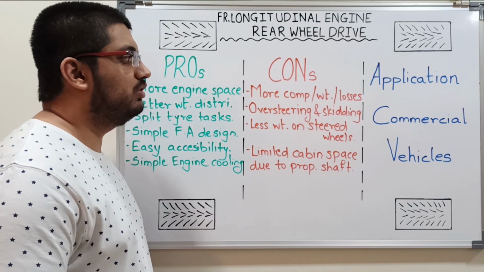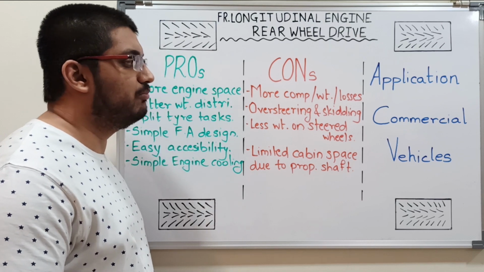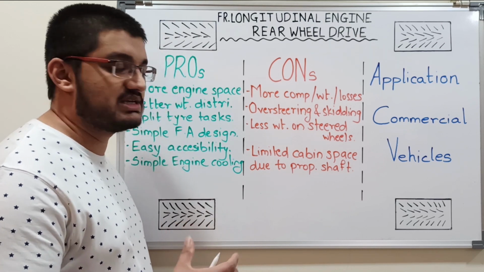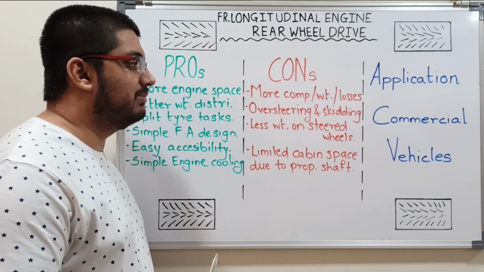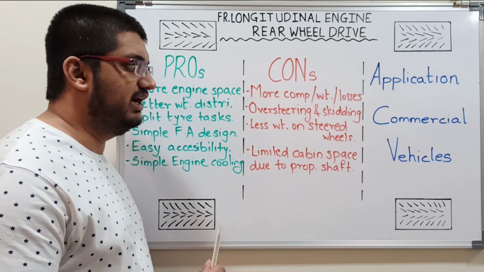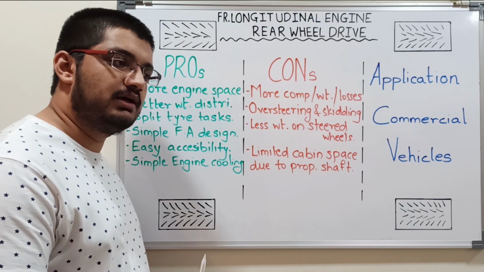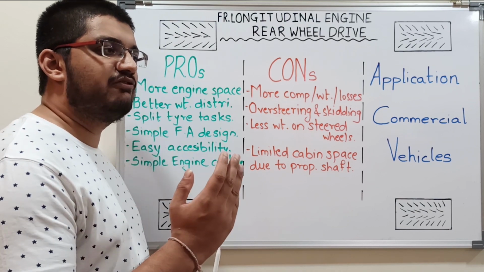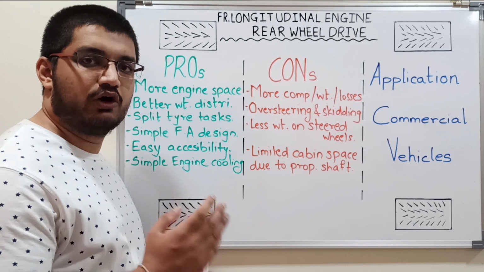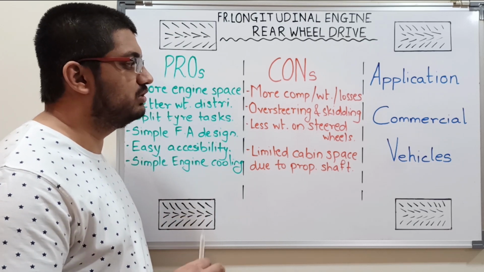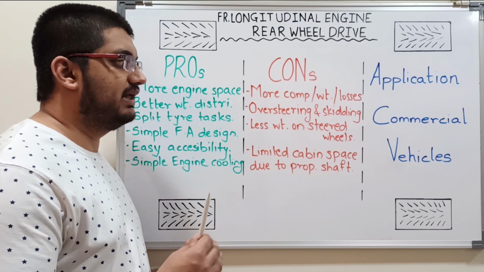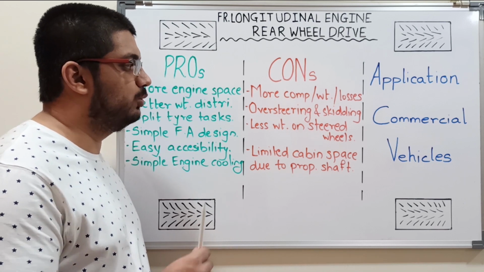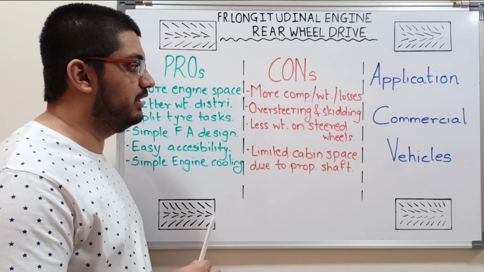So in this layout, there are more components, ultimately more weight and more losses, which is not desirable. Then as the rear wheels are driven, sometimes you can experience oversteering and skidding. Oversteering is basically when the vehicle steers itself more than what you expect it to or what you control it to. So this is not a desirable condition, which can lead to getting the vehicle out of your control. So oversteering and skidding is possible in this type of layout.